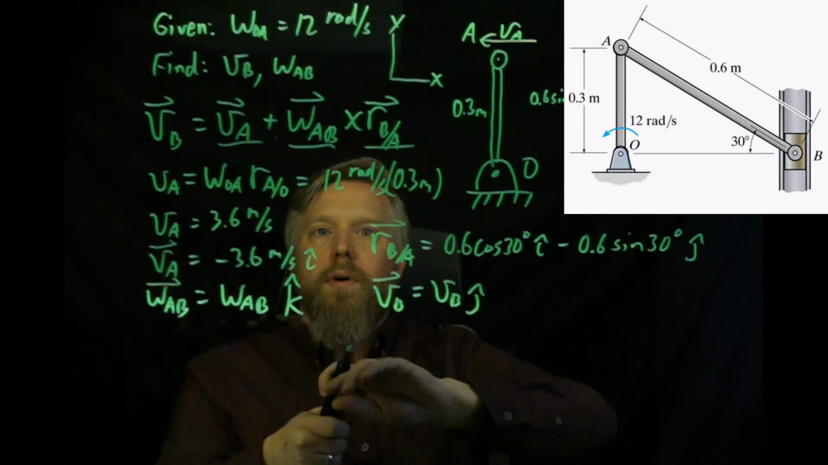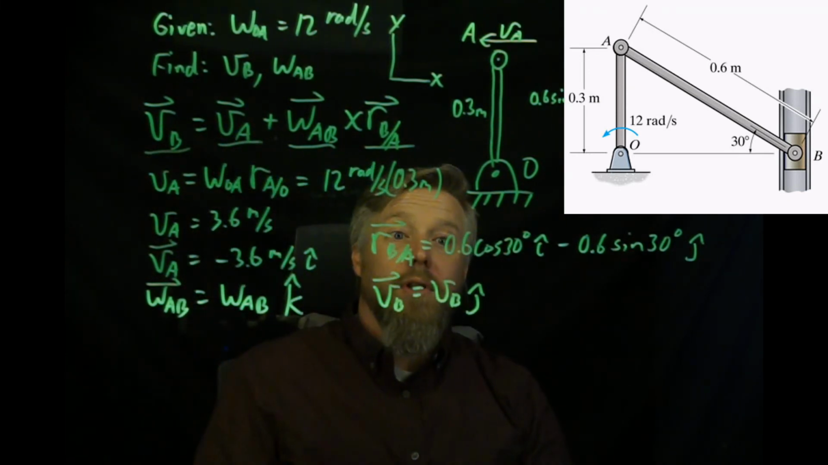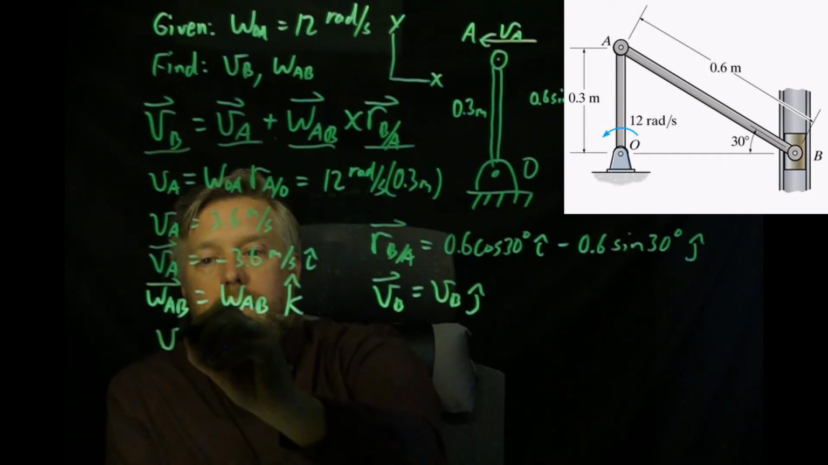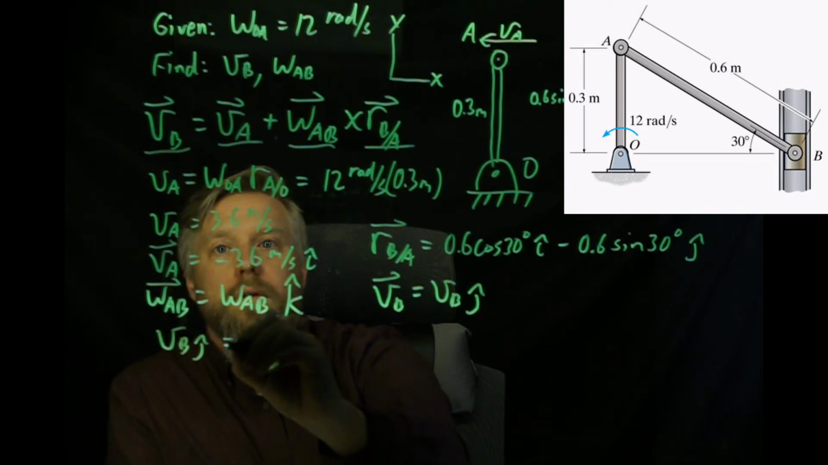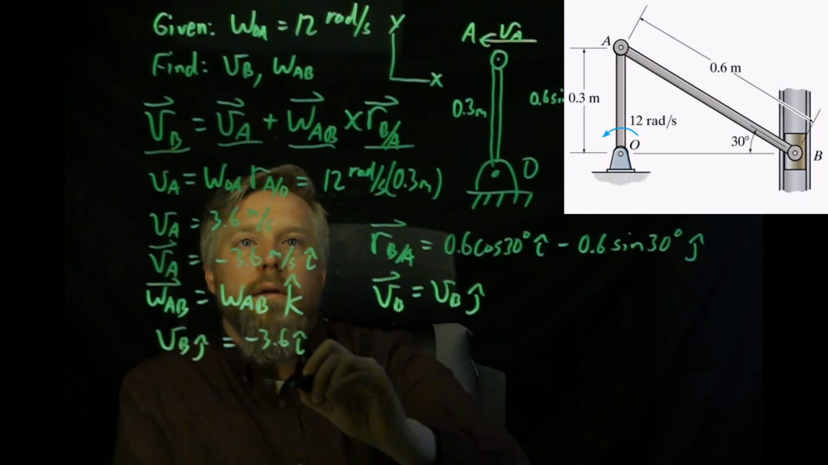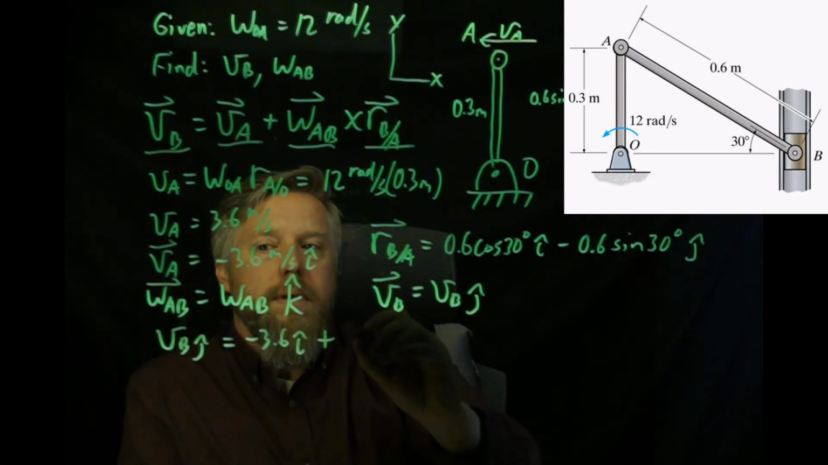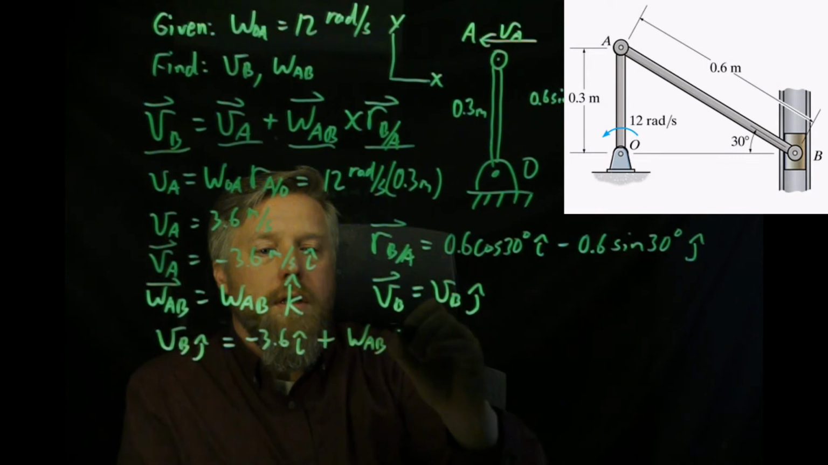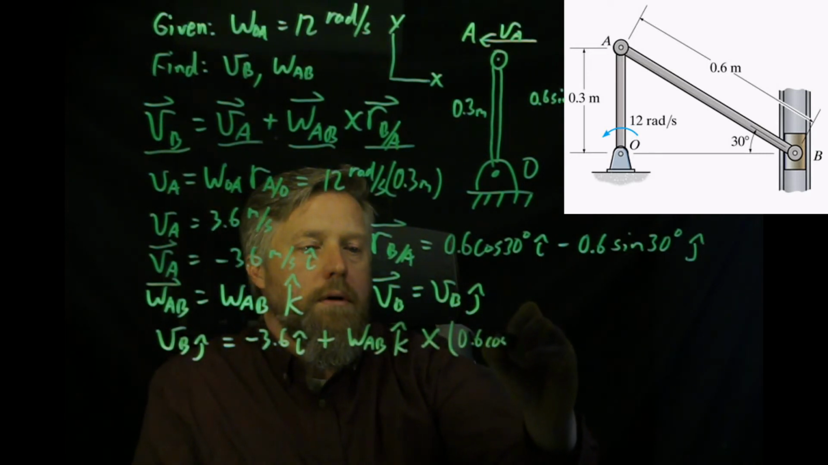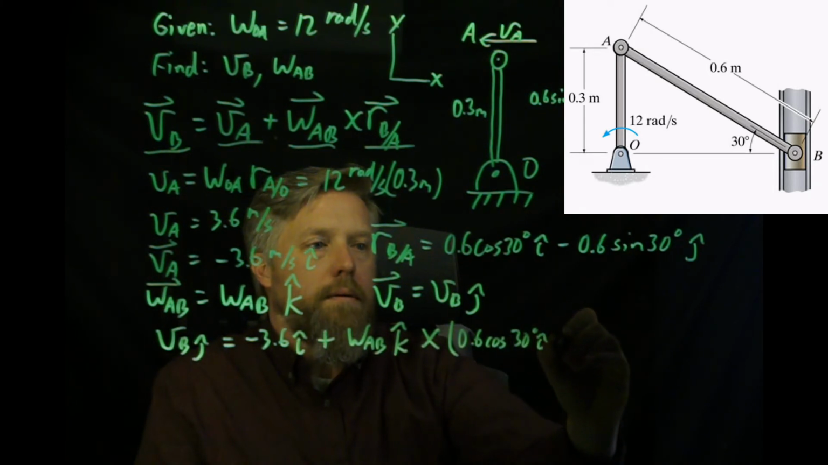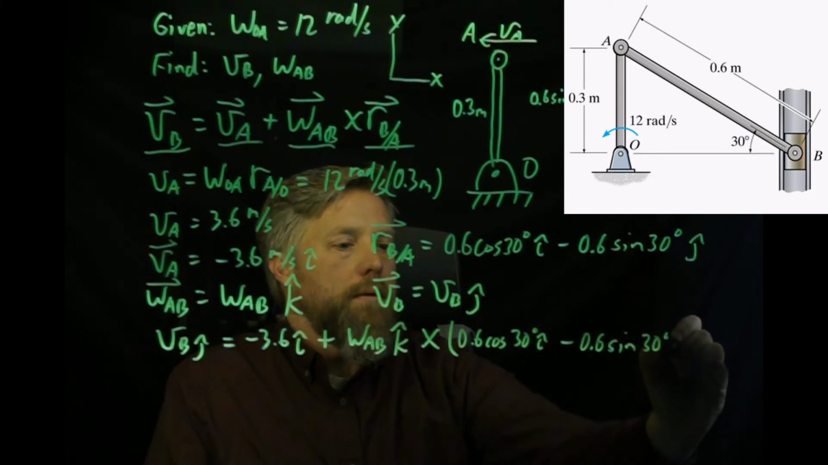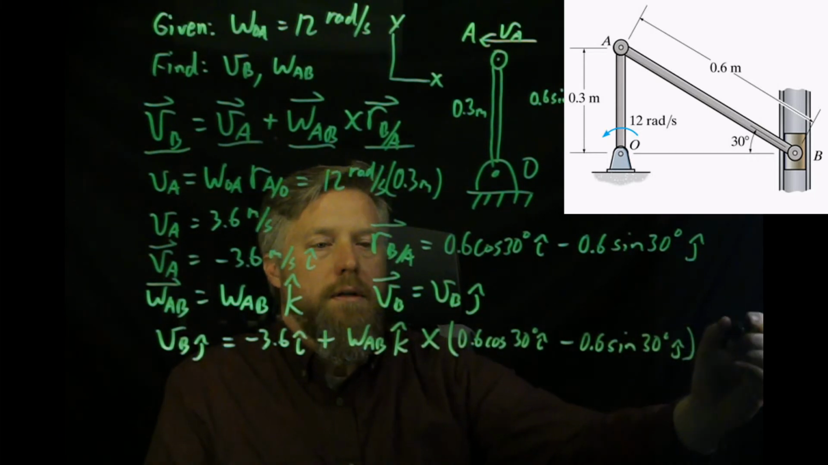OK, now that I have all four of these, let's go ahead and plug it in and see if we can solve. VB j equals VA, which is negative 3.6 i, plus omega AB, which is our magnitude in the k direction, crossed with 0.6 times the cosine of 30 i minus 0.6 times the sine of 30 j, and all of that is going to be in meters per second.